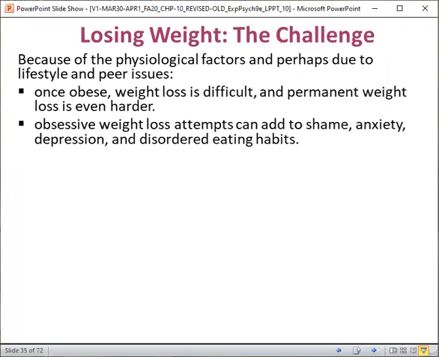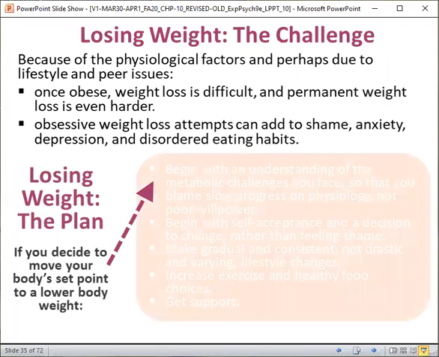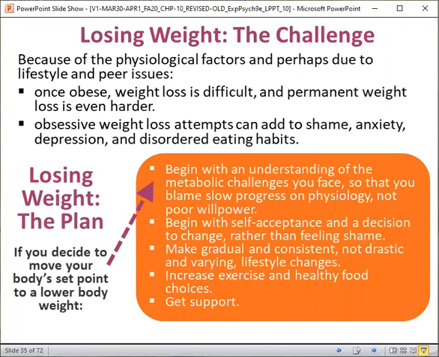Obsessive weight loss attempts add to shame, anxiety, depression, and disordered eating habits such as bulimia nervosa and anorexia nervosa, which we'll see a little bit later in the course. And the losing weight plan: if you decide to move your body's set point to a lower body weight, you begin with an understanding of the metabolic challenges you face, so that you blame slow progress on physiology, not poor willpower.